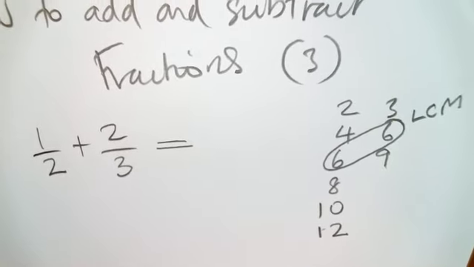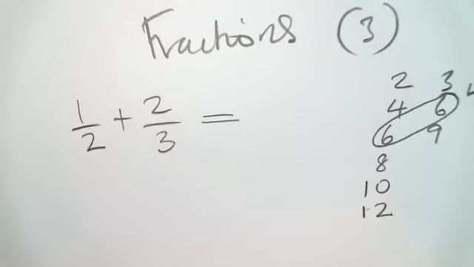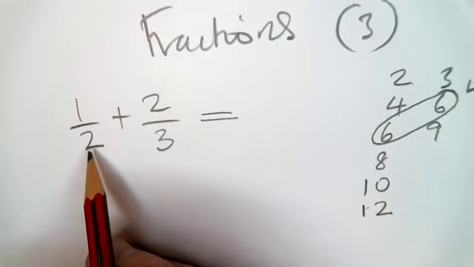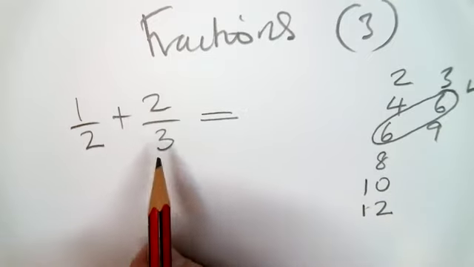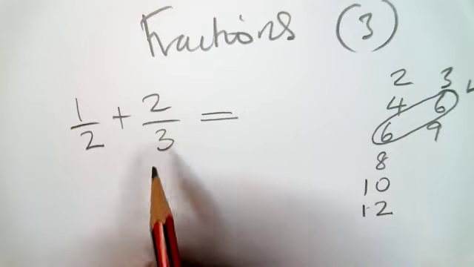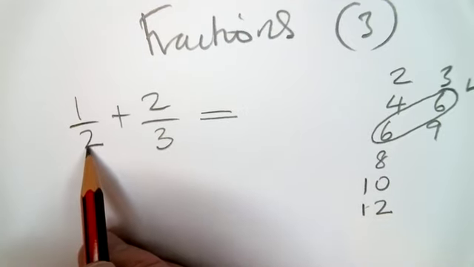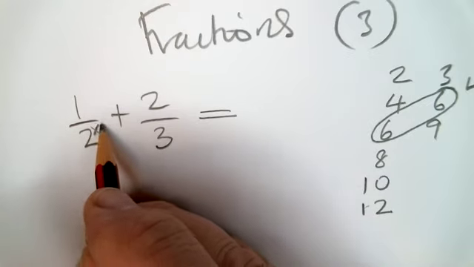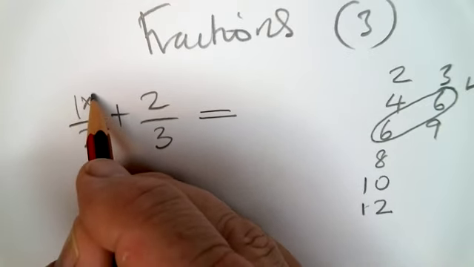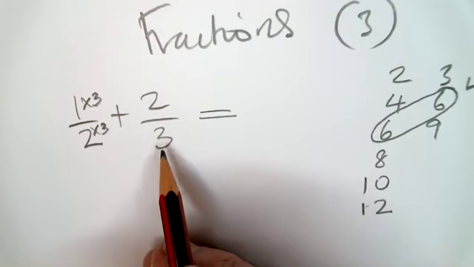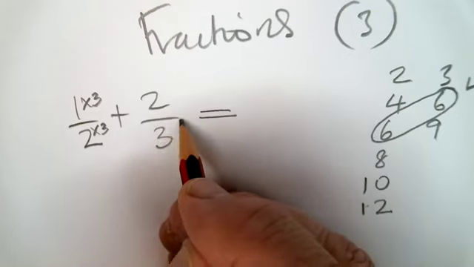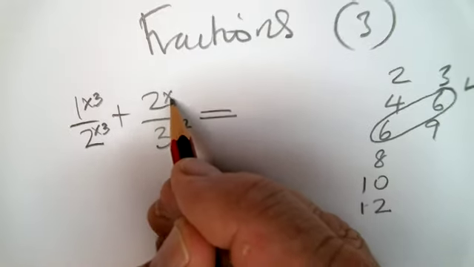Well, the lowest common multiple is 6. So that tells us that we could make the 2 into a 6 quite easily and the 3 into a 6 quite easily. Let's see how we do that. What do I do to 2 to make it into a 6? I multiply it by 3. So I multiply everything here by 3. What do I do to the 3 to make it into a 6? I multiply it by 2. Multiply that by 2, multiply that by 2.